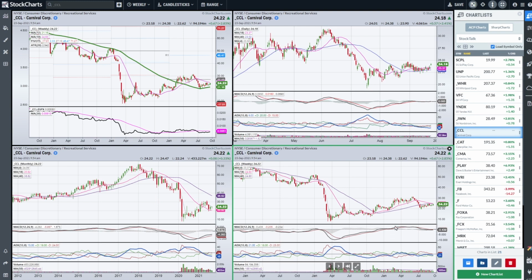Now we're at a really critical level, another point where MACD on the weekly chart moved up and has come back to the zero line. So this is a key test.